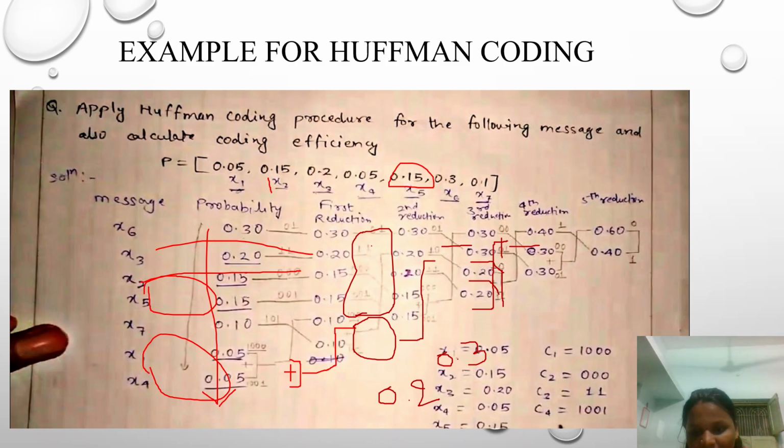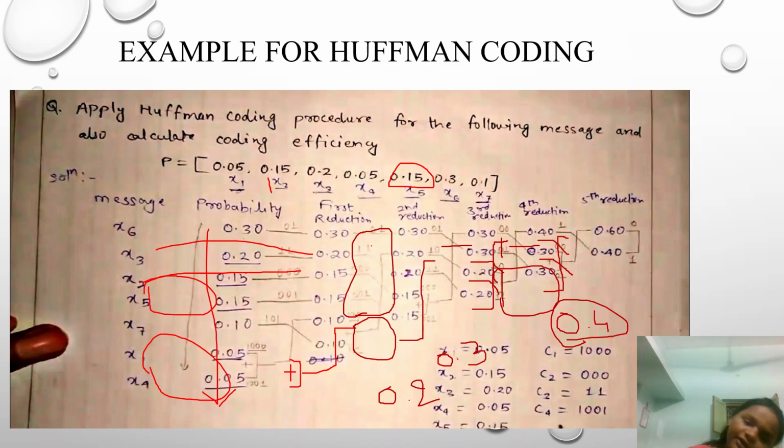After this, we are adding the last two frequencies in the third reduction also, which are 0.2 and 0.2. 0.2 plus 0.2 gives rise to 0.4, which is greater than 0.3. So we need to write this probability first, and we need to write this one as the last one.